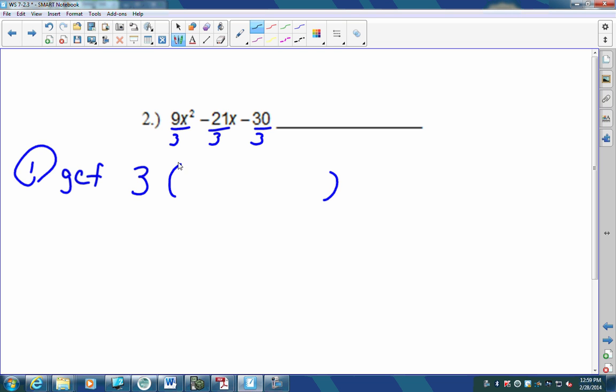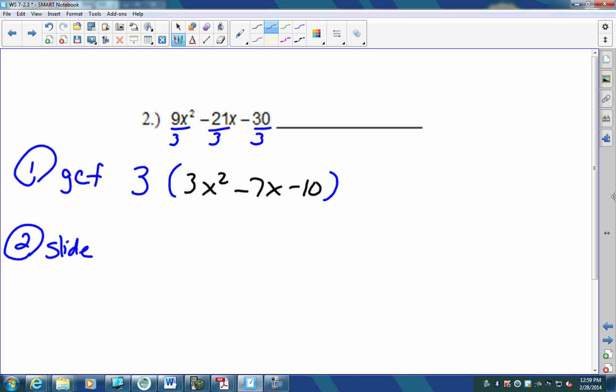9 divided by 3 is 3. So I have 3x squared. Negative 21 divided by 3, negative 7x. Negative 30 divided by 3 is negative 10. Okay, so now step 2. Slide to the right.